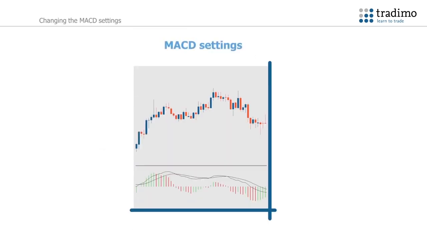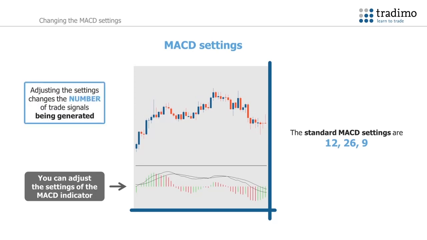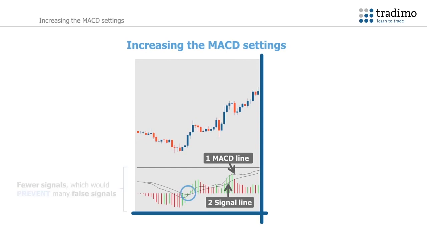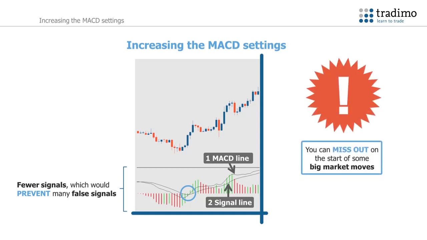The MACD indicator's standard settings are 12, 26, and 9. As with most indicators, you can adjust the settings to change how quickly or slowly it reacts to the movement of price, resulting in the number of trade signals being generated. If you increase the settings of the indicator, it will generate a lot fewer signals, which would prevent many false signals. The downside of doing this is that you can miss out on the start of some big market moves.